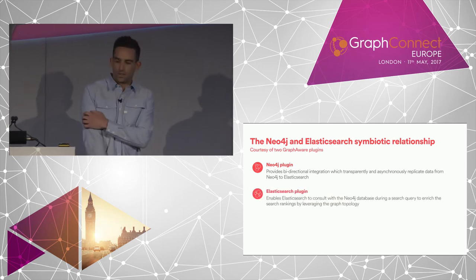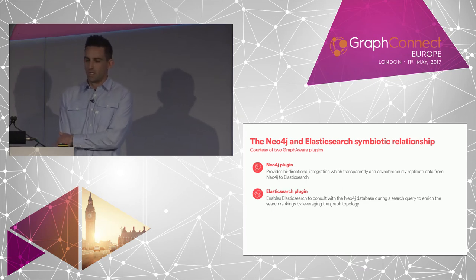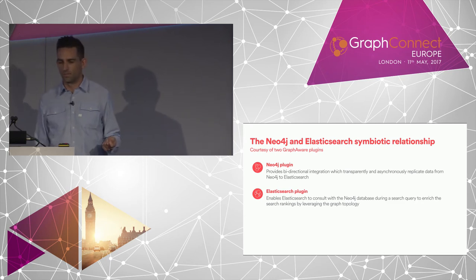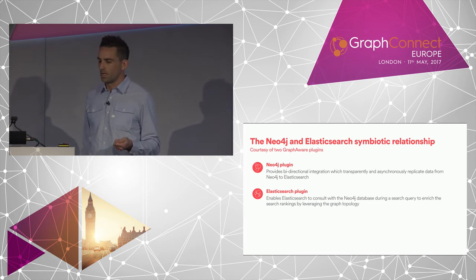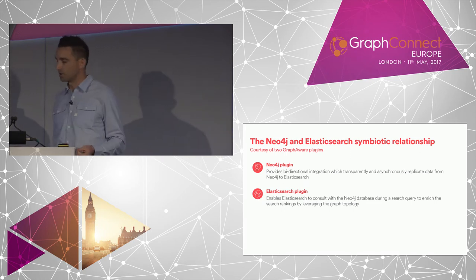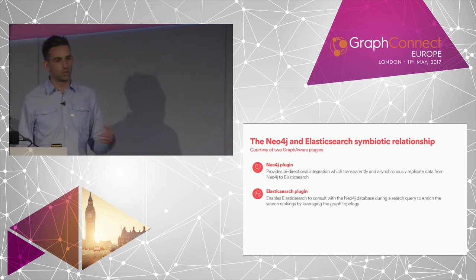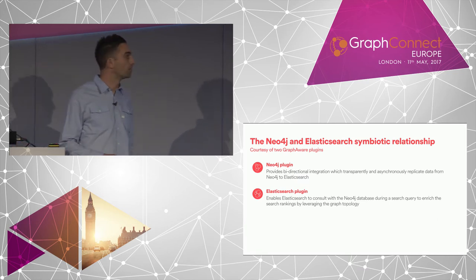And then the second one is a plugin that actually lives in Elasticsearch, but it allows Elasticsearch to consult with the Neo4j database during a search. And this allows us to enrich search rankings by leveraging the graph topology. So an example was we could sort by recently created, which is a property on the relationship, or most consumed. We actually have to explore the topology of the graph.